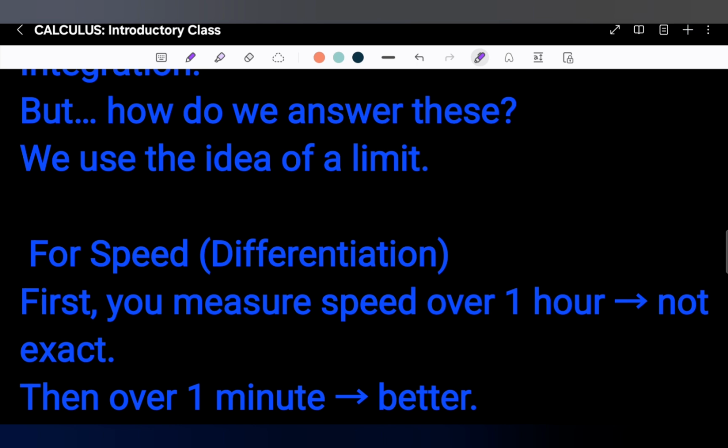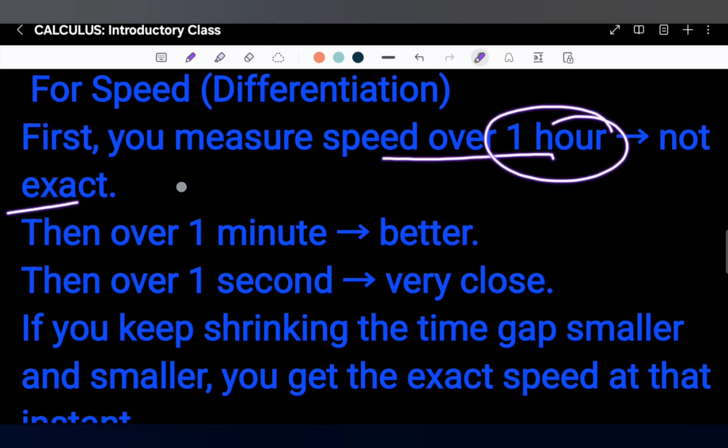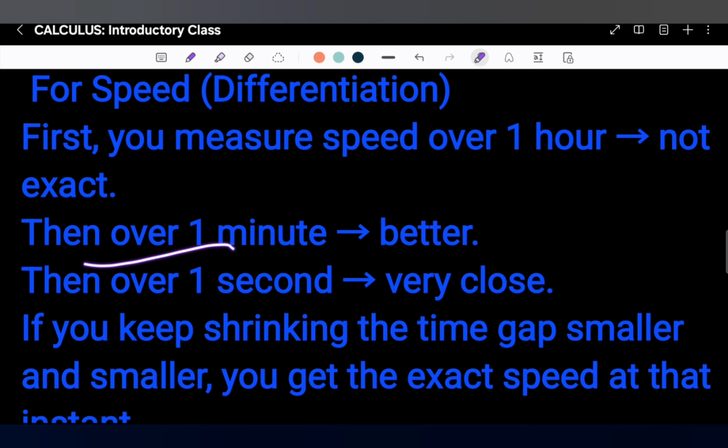But the matter of concern is, how do we answer these? We use the idea of limit. For speed, we consider differentiation. First, you measure the speed over an hour, not exact. Then over a minute, it's better than that.